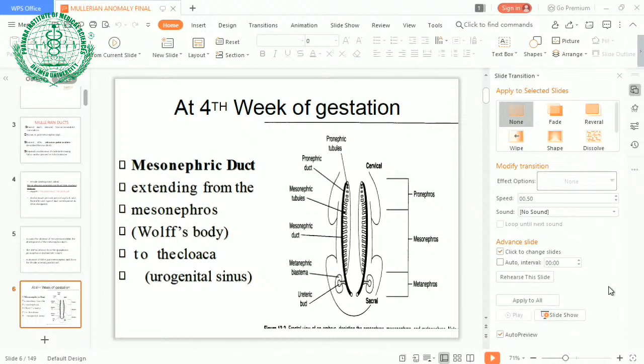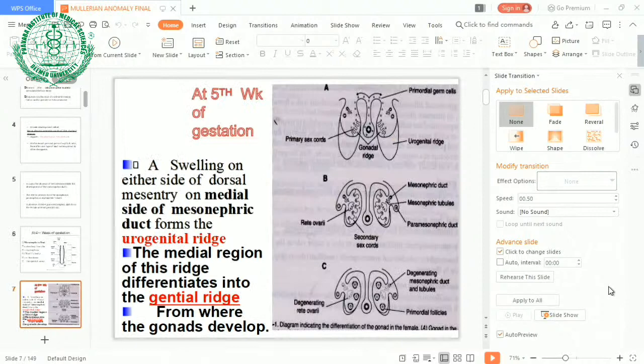In 4th week of gestation, you can see in the diagram, there is a mesonephric duct which extends from the mesonephros to the cloaca, and there you have urogenital sinus. In the 5th week of gestation, a swelling on either side of dorsal mesentery on medial side of mesonephric duct forms the urogenital ridge, and the medial region of this ridge differentiates into the genital ridge, from where the gonads develop.